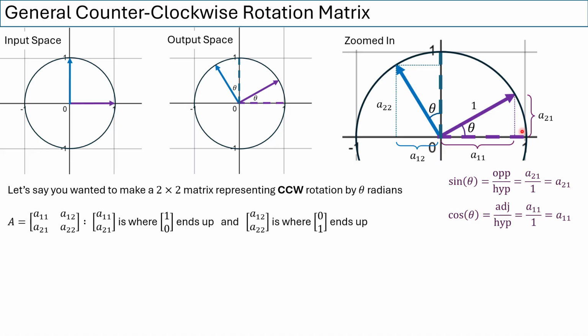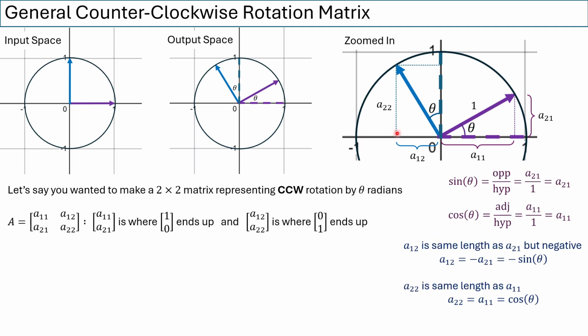And now we can also find, for this rotated blue vector, it's also a right triangle, but the lengths have some good relationships with each other that we can use to find our answers. So A12 is the same length as A21, but negative, right? Because it's on the negative side of the x-axis. So it's going to be negative A21, which is negative sine of theta. All right, and then A22, to find where 0, 1 ends up, is the y-coordinate of that vector. That's going to be the same length as A11, both positive this time, though, because y is positive going up, right? So A22 is A11, which is also cosine of theta.